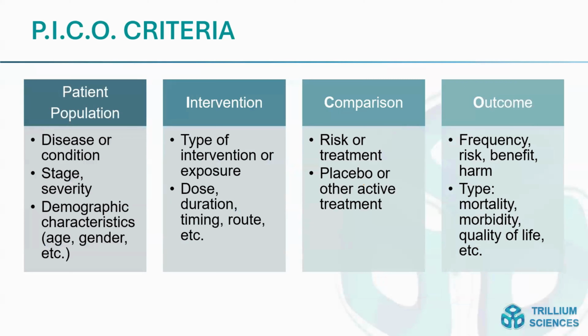So other examples are, as we mentioned, patient population, intervention, and comparison, outcome, the PICO criteria. The patient population could be a certain disease or condition, a certain stage in the disease. I can talk about stage 2 or 3 breast cancer, for example. I can talk about severity. I can talk about, for example, rheumatoid arthritis, and I'm going to target severe patients only. I can talk about demographics and characteristics.